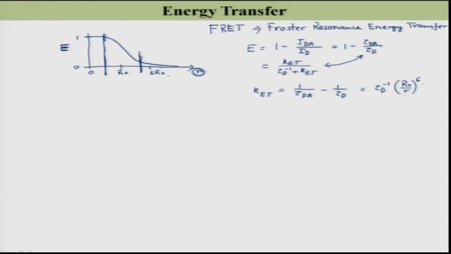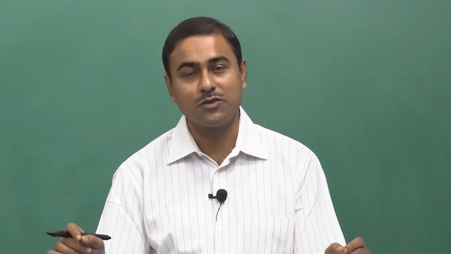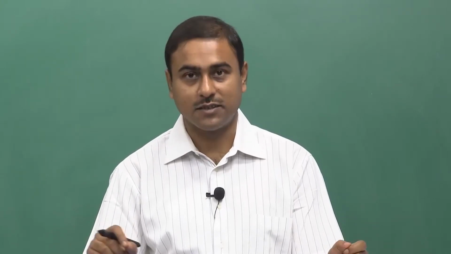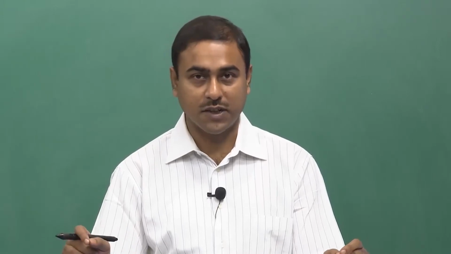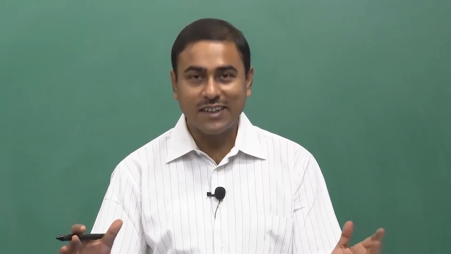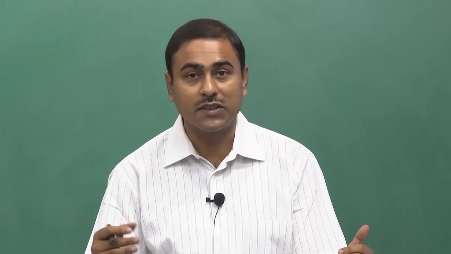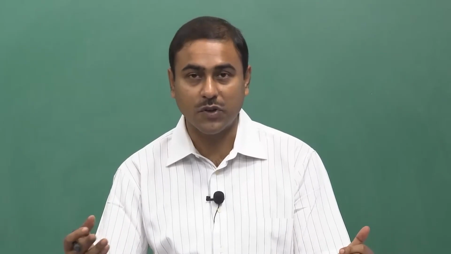Now, having said all those things, this is a nice theory by Forster, but somebody has to prove that yes, it is really working, that once I change the distance between the donor and acceptor, the efficiency is really changing that way, that is in the order of to the power 6. Remember that, R to the power 6.